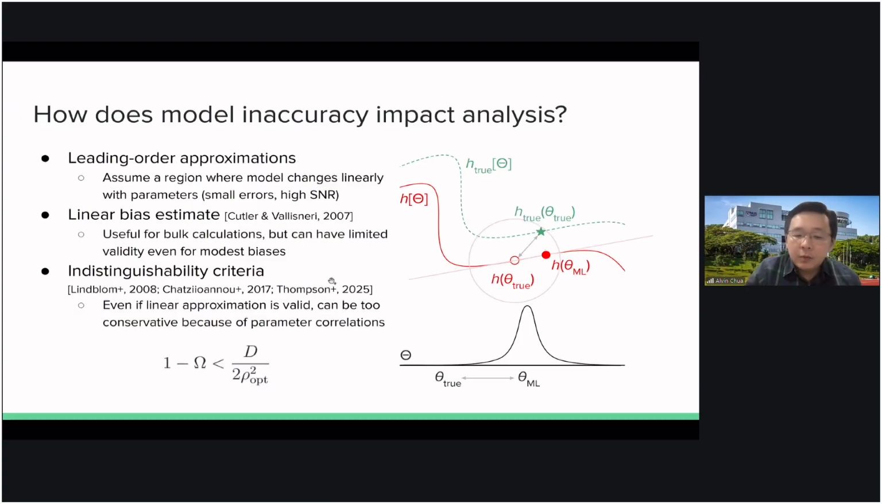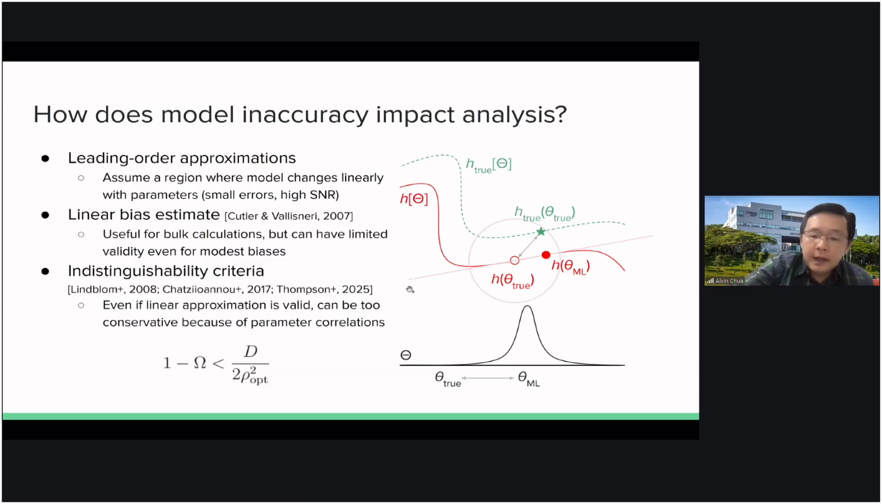Finally, we can instead use leading order approximations, because sampling and optimization are computationally expensive tasks, so it's not easy to use them to do bulk bias studies for many different signals across the model space. First we assume that all three waveforms here lie in a region where the model, this red curve, changes linearly with the parameters, as approximated by this line.